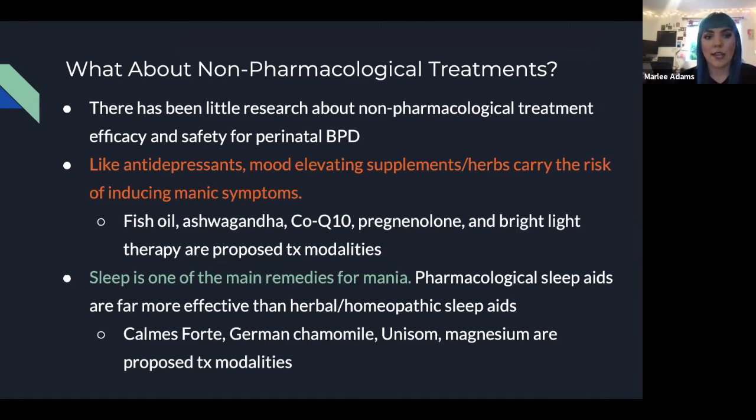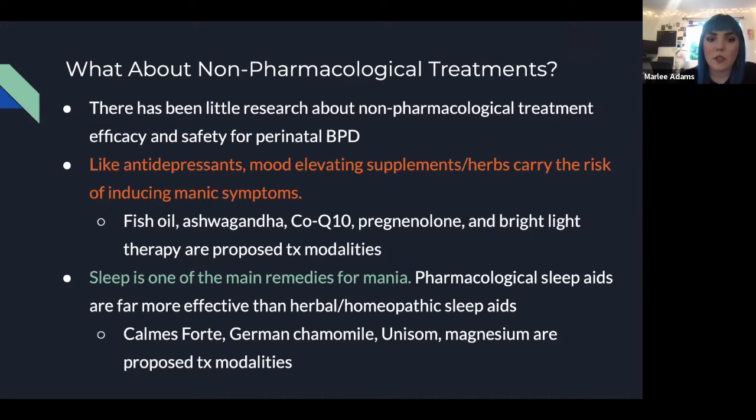But something to note is that, like antidepressants, mood elevating supplements or herbs carry the risk of inducing manic symptoms. So whether it's antidepressants or mood elevating supplements, we have to be careful. And again, this is why screening is so important, because if you recommend an antidepressant or an herb to someone who you think just has depression, but they had bipolar disorder and you didn't check, you can send them into a hypomanic or manic episode.